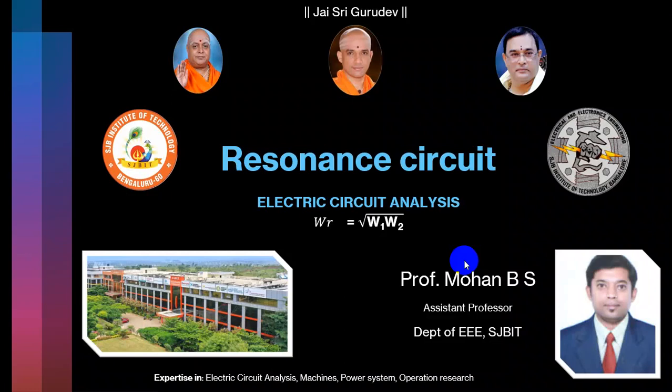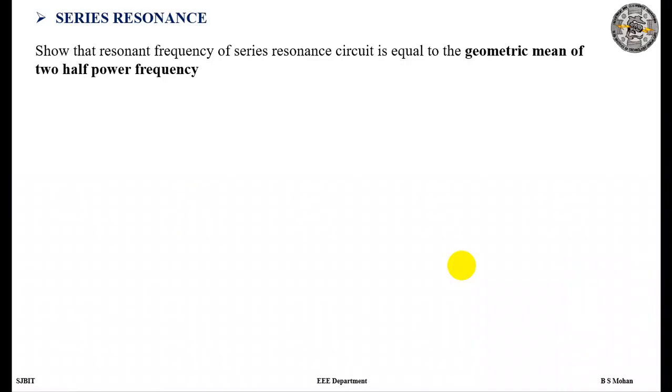So in this video, you'll be able to understand the derivation with respect to how a series resonance frequency is equal to the geometric mean of two half power frequencies. That is, omega naught or omega r is equal to square root of omega 1 into omega 2, or fr is equal to square root of f1 into f2. So show that the resonance frequency of a series resonance circuit is equal to the geometric mean of two half power frequencies.